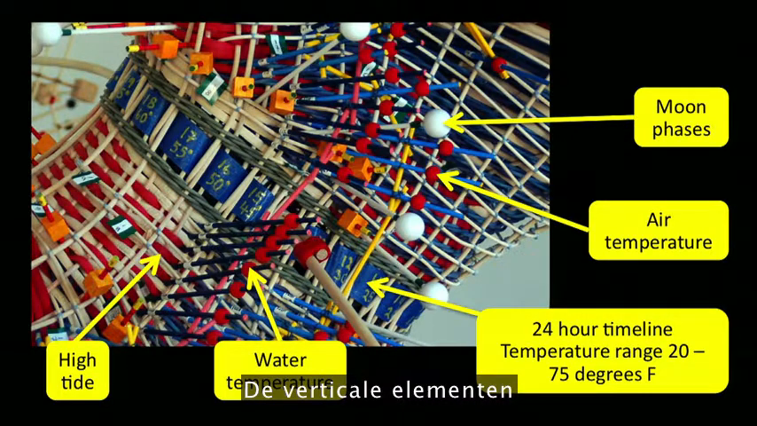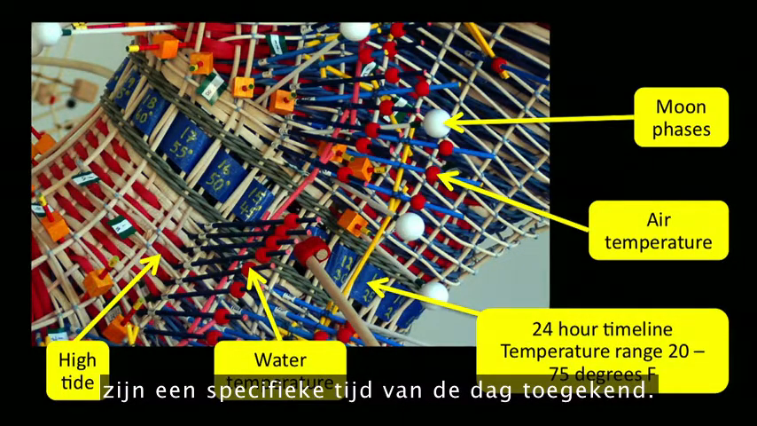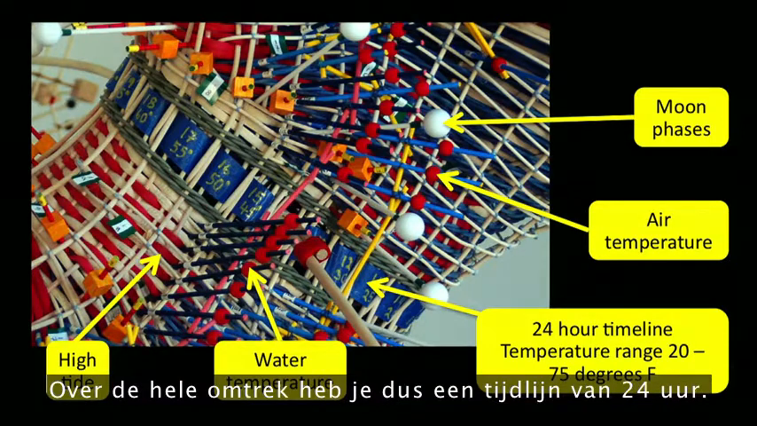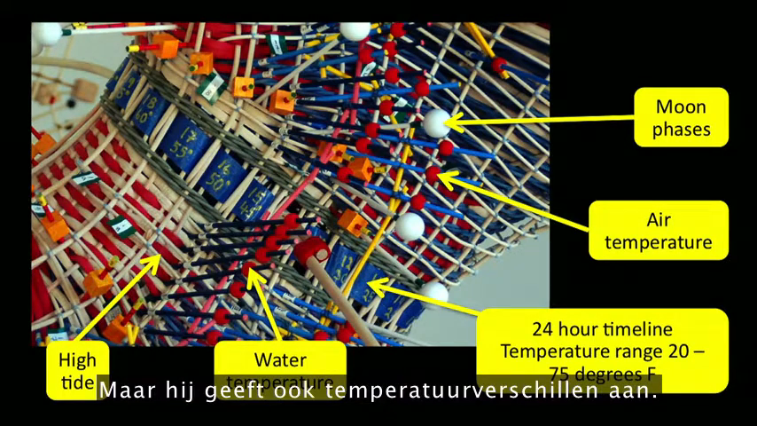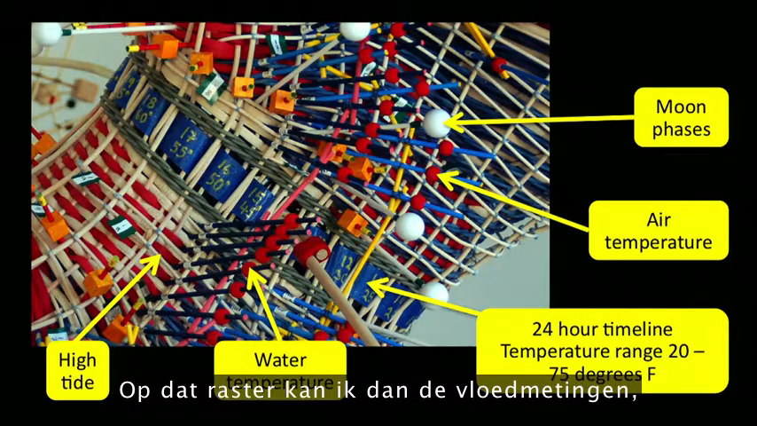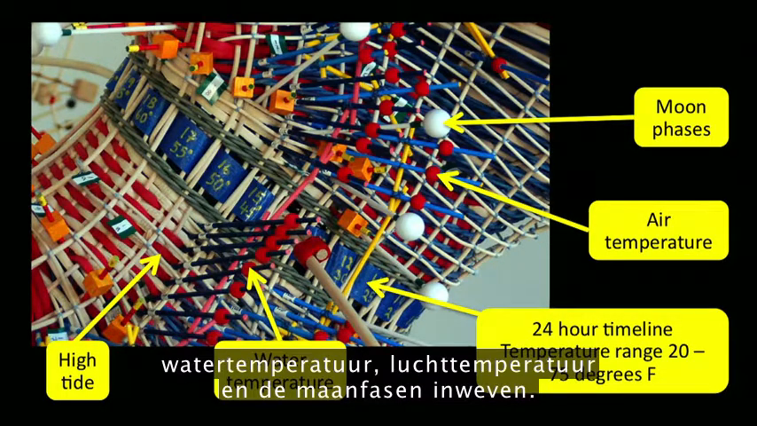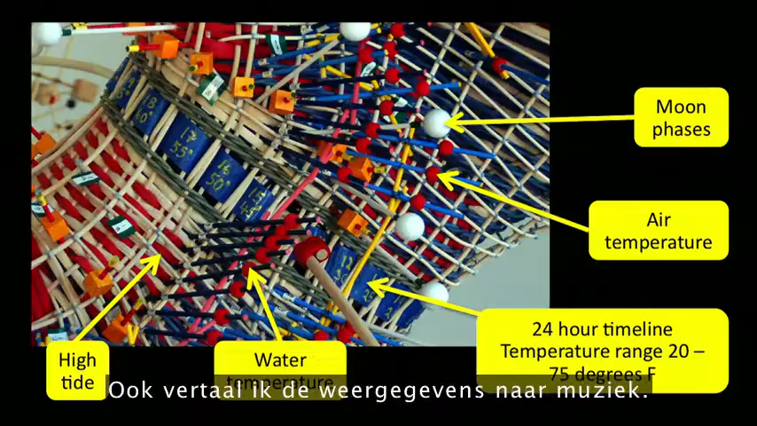The vertical elements are assigned a specific hour of the day, so all the way around you have a 24-hour timeline, but it's also used to assign a temperature range. On that grid, I can then weave the high tide readings, water temperature, air temperature, and moon phases.